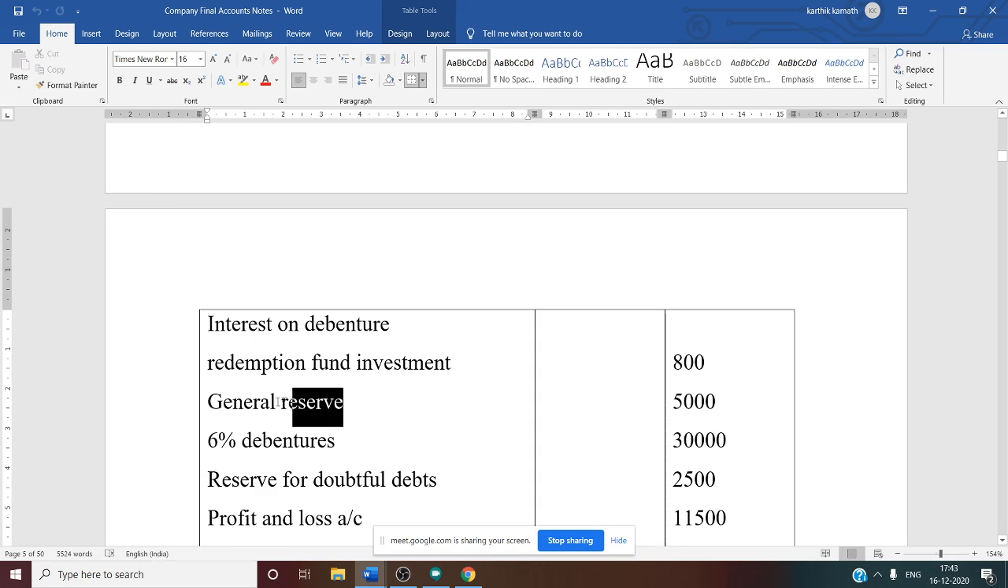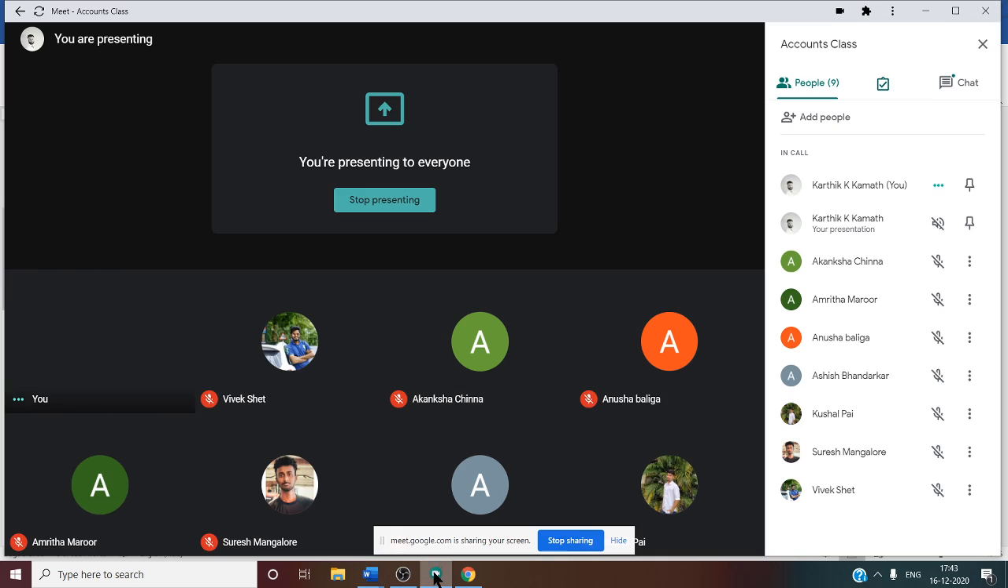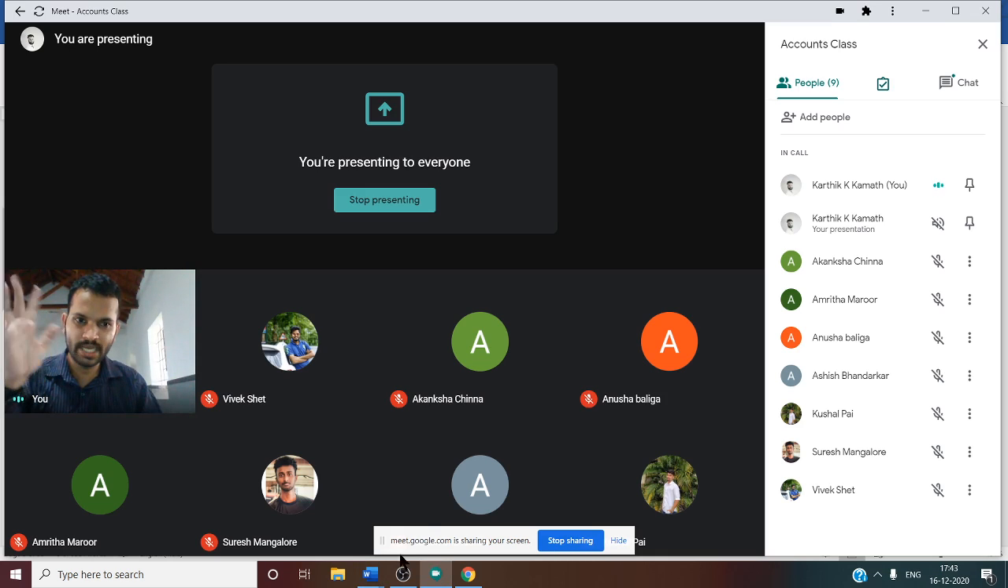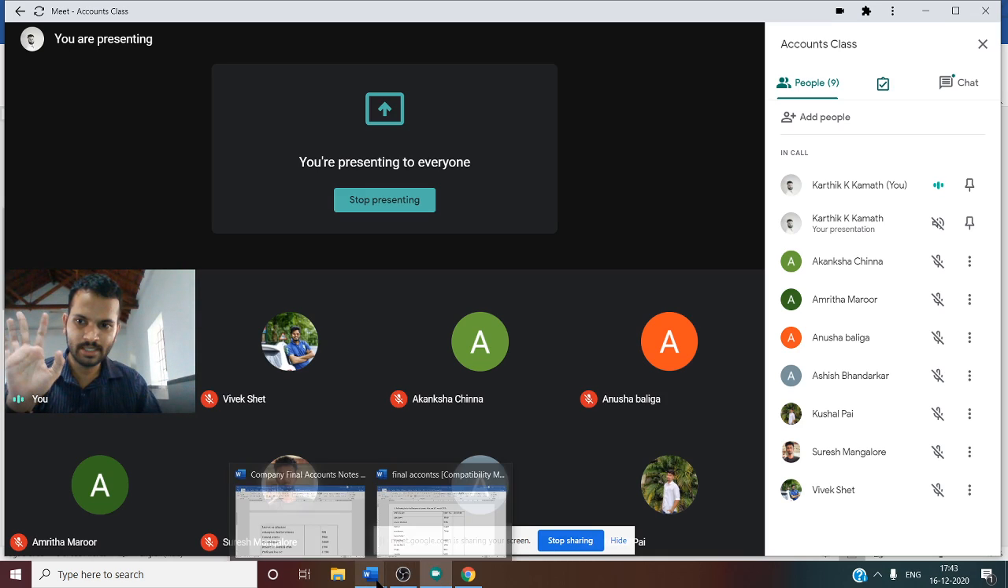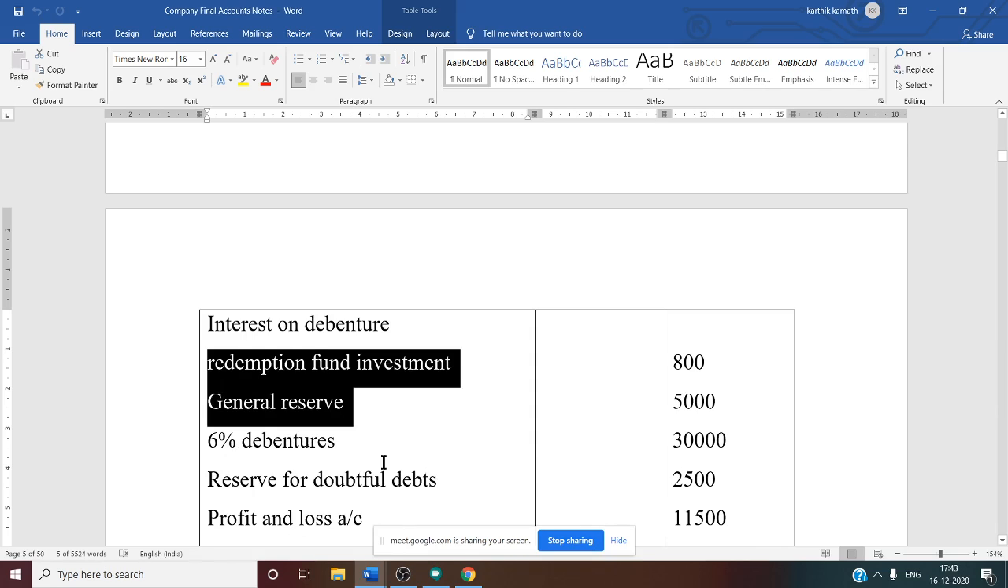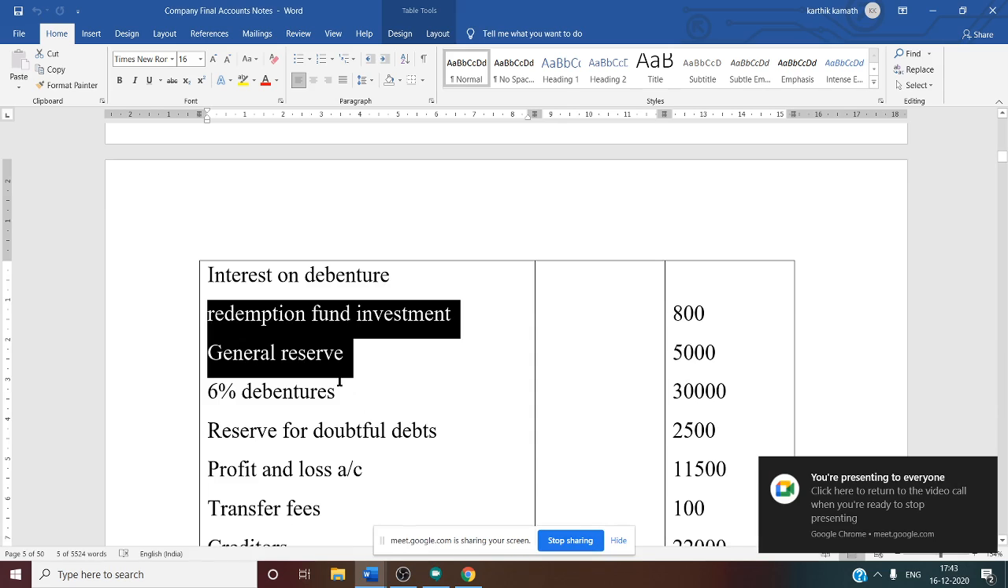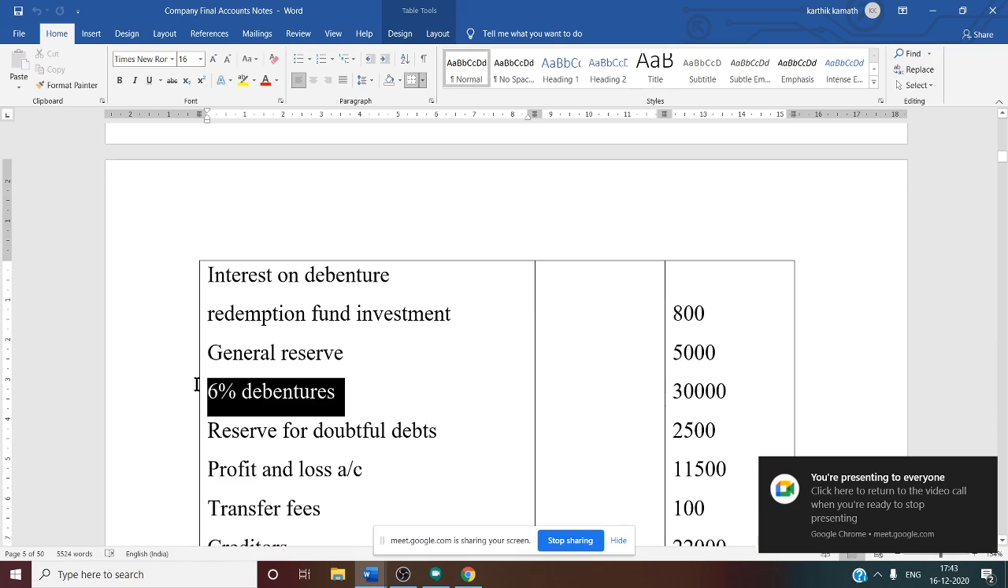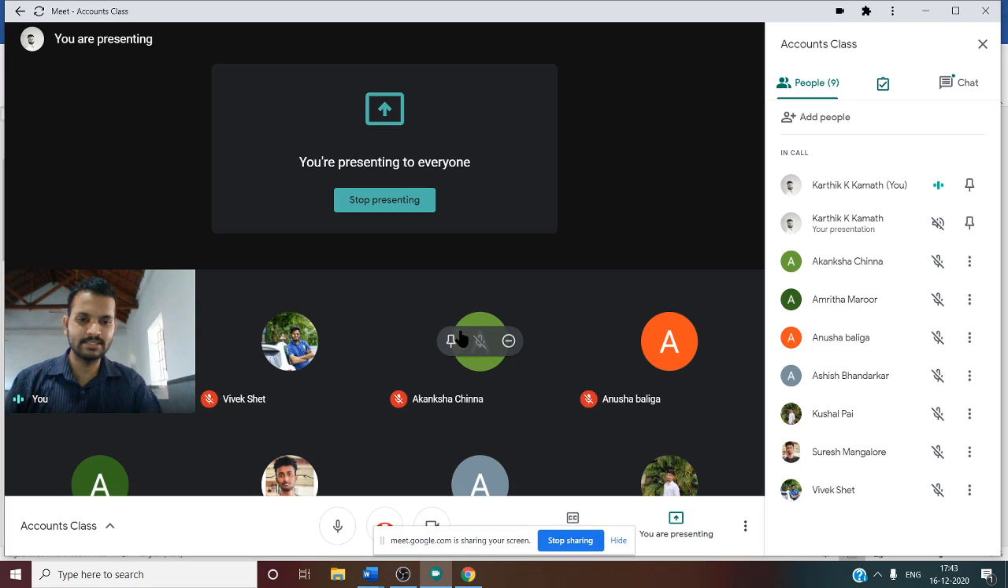Then the next thing is general reserve. General reserve, you know, is very simple. Working note number 2, directly, reserves and surplus. There you have to show. Then debenture. This is very important. 6% debenture. Where will it appear? Can you tell me? 6% debenture.